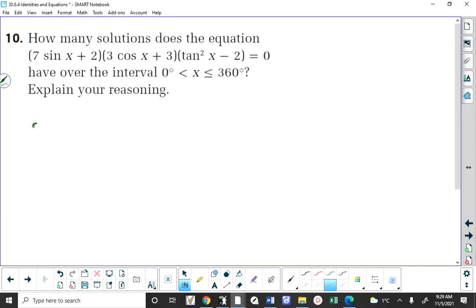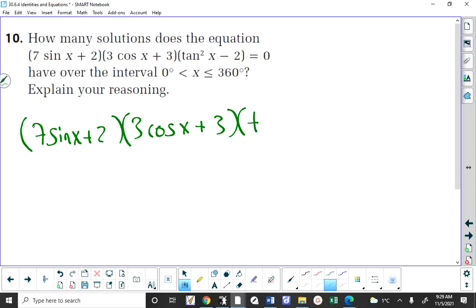So I'm going to rewrite this just to make my point. We have (7 sine x plus 2) multiplied by (3 cos x plus 3) multiplied by (tan squared x minus 2), and this is equal to 0. And because there's a multiplication in between these three, if any of the three factors is ever equal to 0, the whole right side will be equal to 0, which makes the equation true. So it's the basis for how we solve quadratic equations. And that means that we're looking at this equation now.